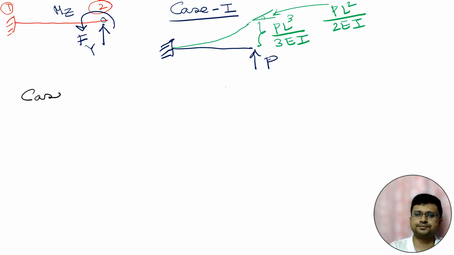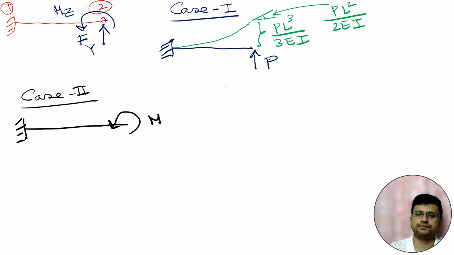So for case 2, this is our cantilever beam. We will apply some anti-clockwise moment M at node 2. We are applying anti-clockwise moment because that is considered as positive based on our coordinate system. Now if we apply some anti-clockwise moment, again the cantilever beam will move like this, and this will be the displacement. We know the displacement value from basic concept of strength of materials, and this will be ML square by 2EI.